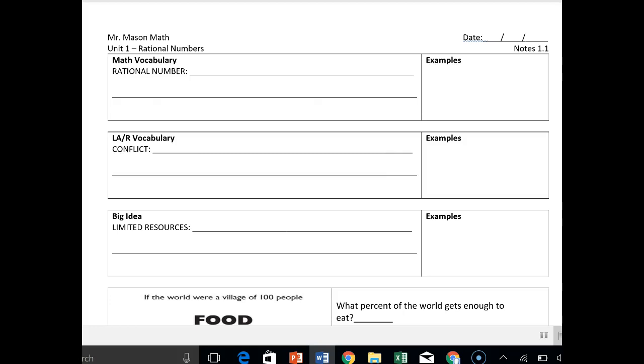First, what we're going to talk about today is Unit 1, rational numbers, and we're going to try and connect it to real-world events and how sometimes numbers cause problems. So first, a rational number is any number that can be expressed as a fraction, call it a decimal, or a percent.